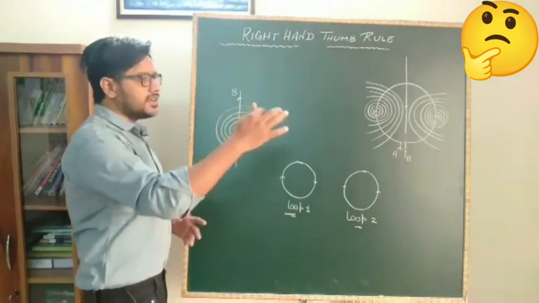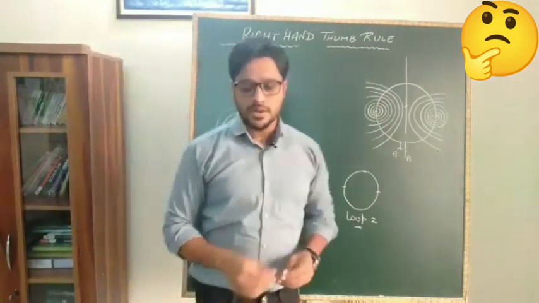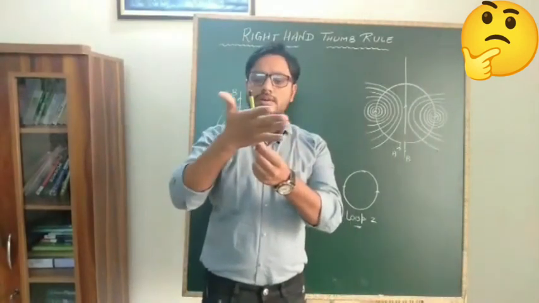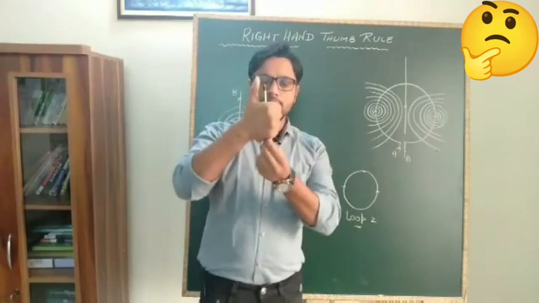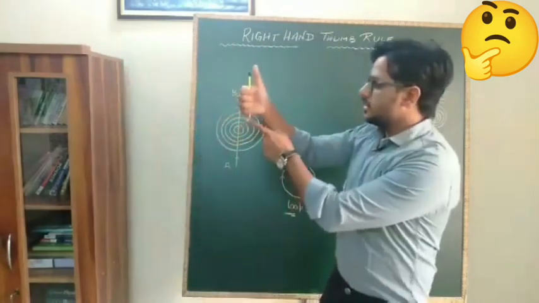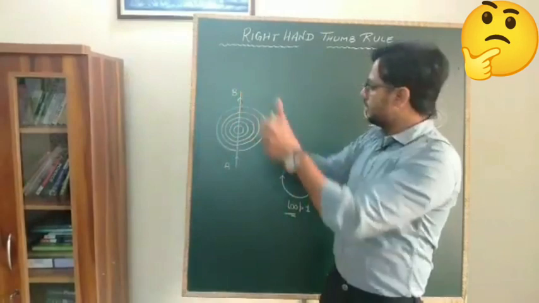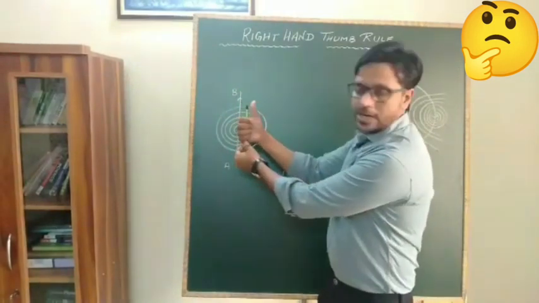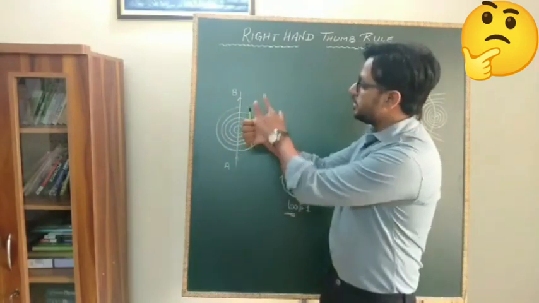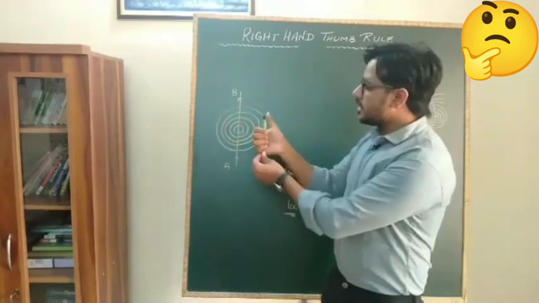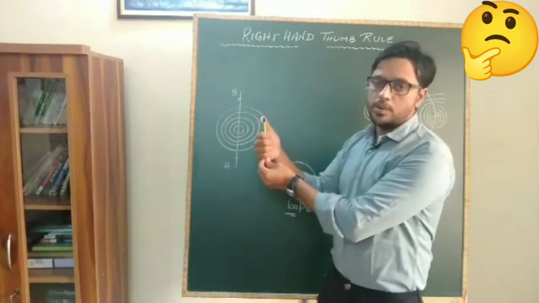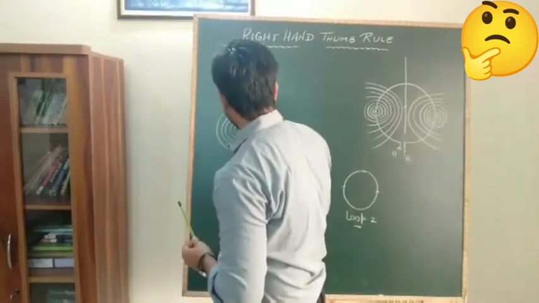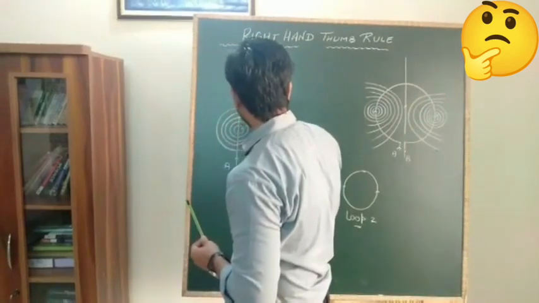Let's see. The right hand thumb rule states that if we imagine that we are holding the current carrying conductor in our right hand in such a way that the thumb is in the direction of current, like this. Current is flowing from this end to this end, A to B, and we are holding this conductor by our right hand with the thumb in the direction of current, then the curvature of our fingers will point to the direction of magnetic field. So here this will be the direction of magnetic field.